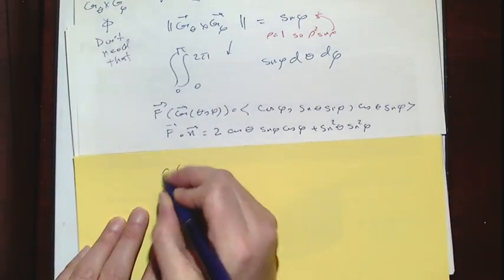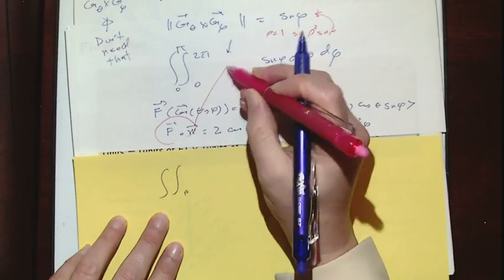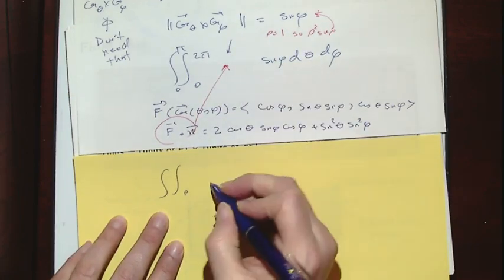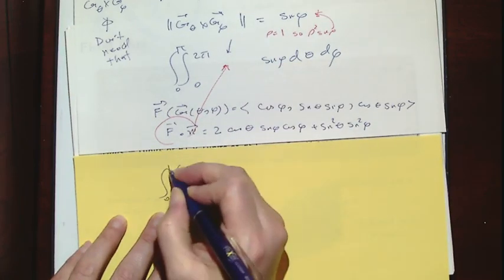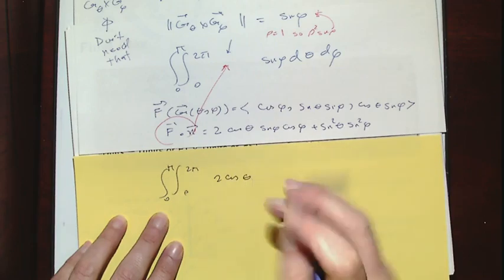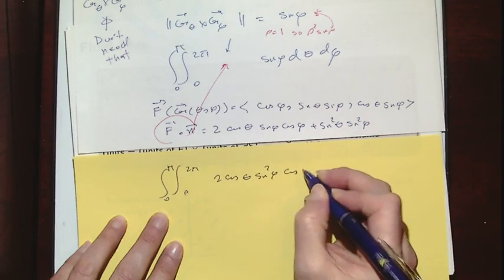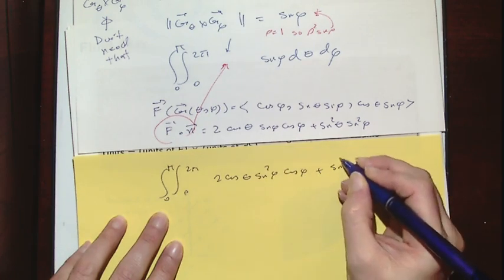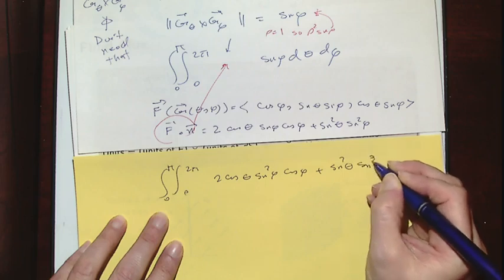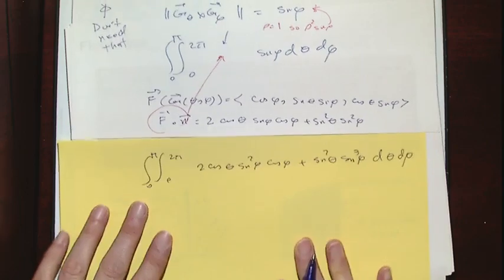Now the last step is to take the double integral. Do you see this? This is supposed to go in there. 0 to 2 pi, 0 to pi, 2 cosine theta, multiplied by sine squared phi cosine of phi, plus sine squared theta sine cubed phi, d theta d phi. And then we compute this.